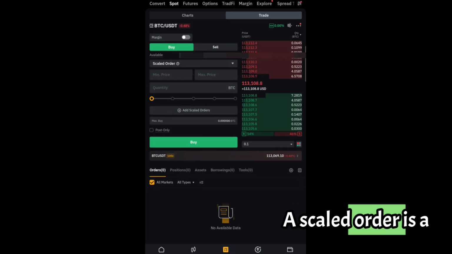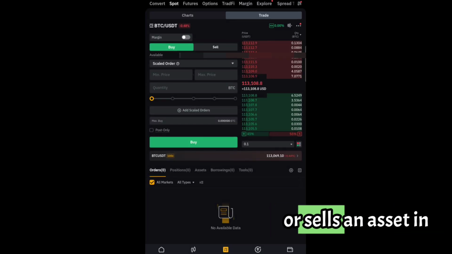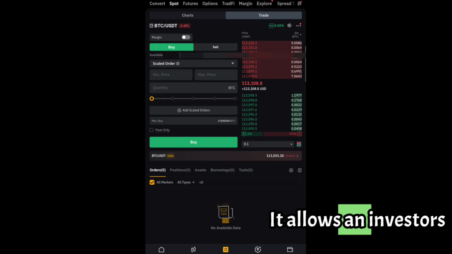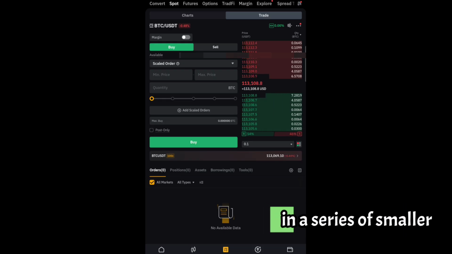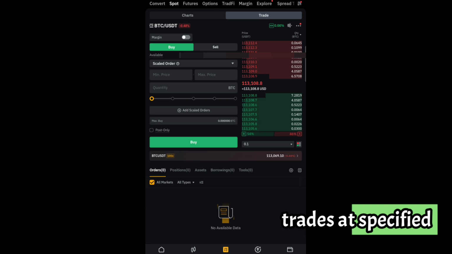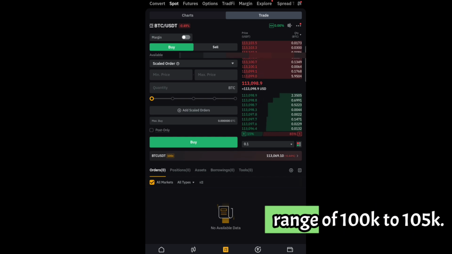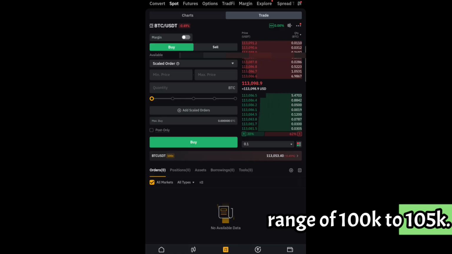A scaled order is a type of strategy in which a trader buys or sells an asset in increments and mostly at different price levels. It allows an investor to place orders gradually, in a series of smaller trades at specified price levels. For example, buying 4 Bitcoin within the price range of 100K to 105K.